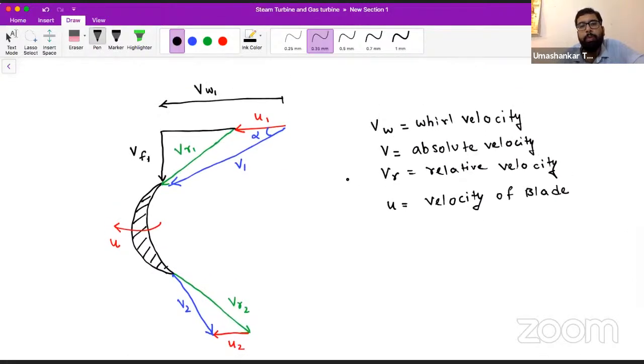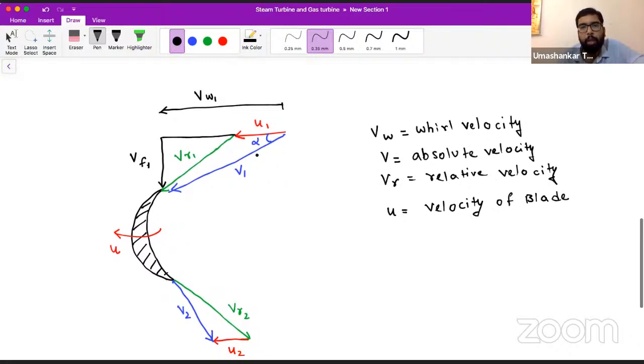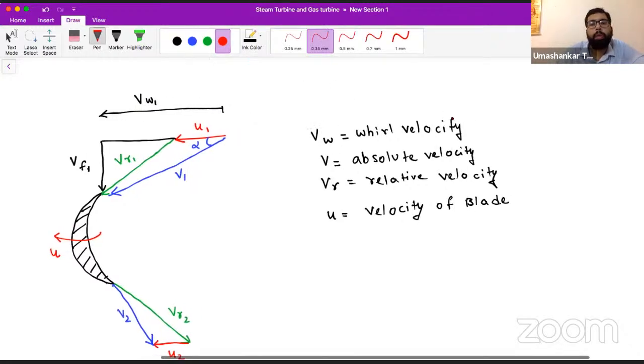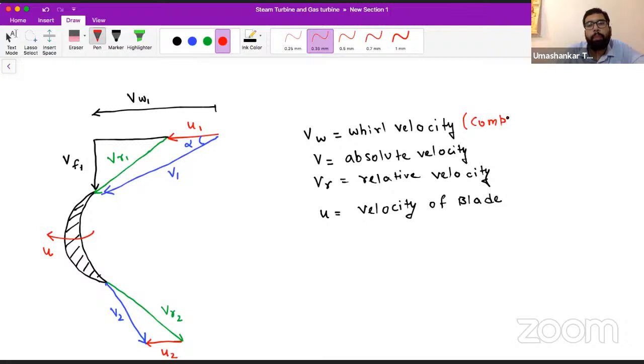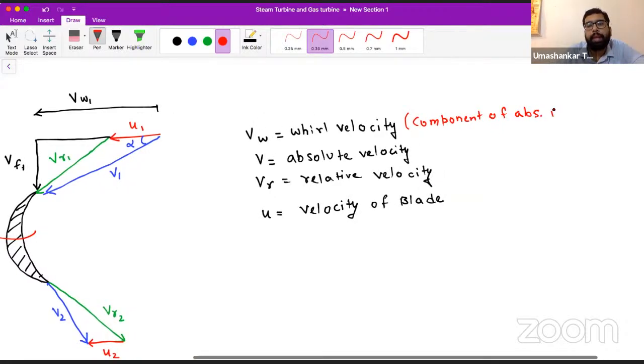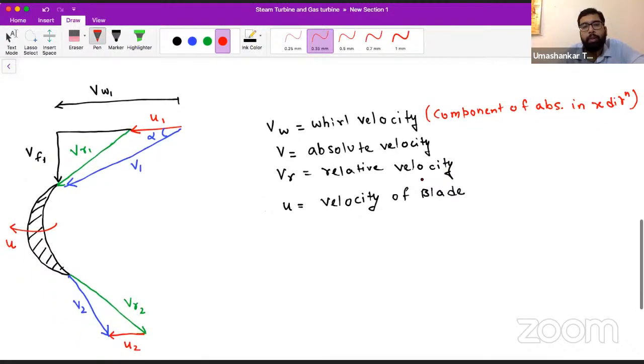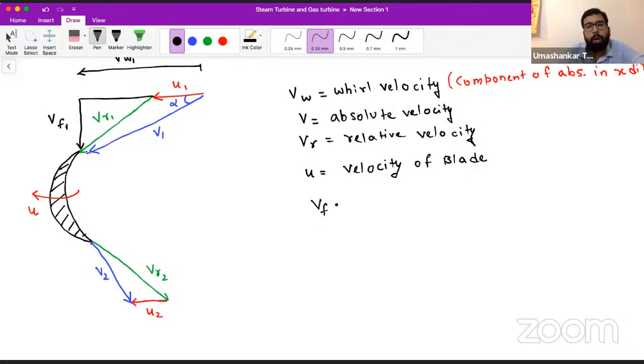So VW1 is nothing but the component of V1 in X direction. Whirl velocity is nothing but the component of absolute velocity in X direction, or the direction of motion of the blade, whatever you call it. I call it X direction here. VR is the relative velocity, you know. VF is what? It is the velocity of flow. I think these things are very much clear to you, and very easy. We already have information about it. So flow velocity is the component of absolute velocity in y direction.